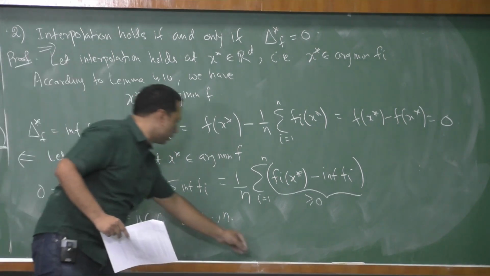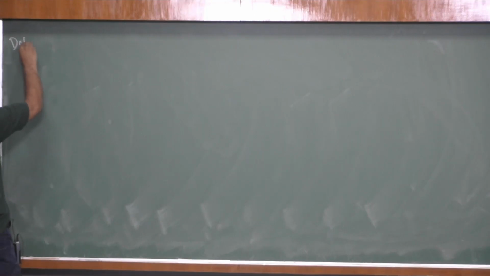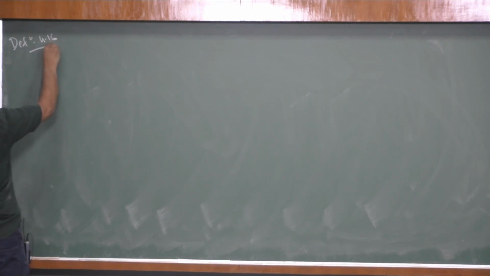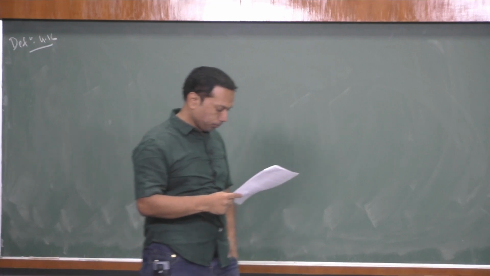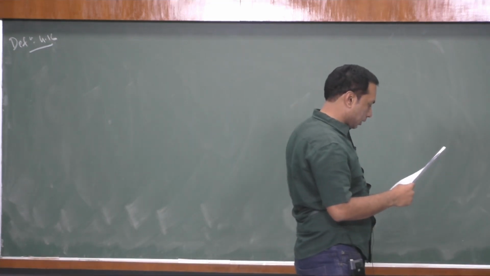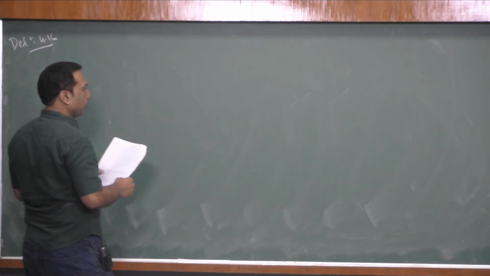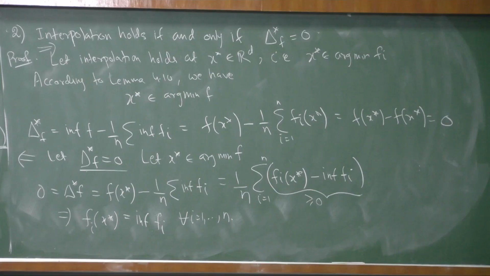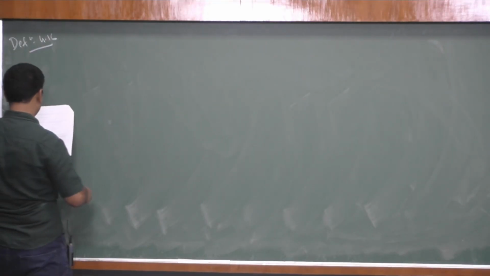Okay, so that's our proof for if and only if. Definition 4.16. Now we want to also define gradient noise. So what we have done is something called function noise. So delta star f was defined to be a function noise, right? Now we will define something called gradient noise.